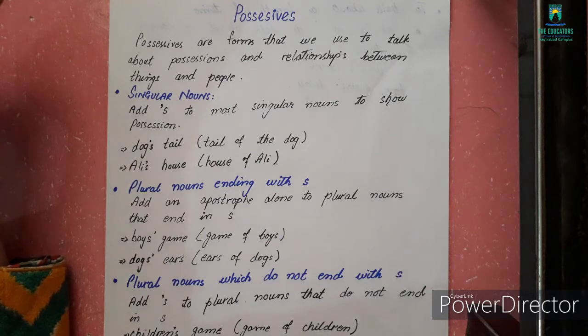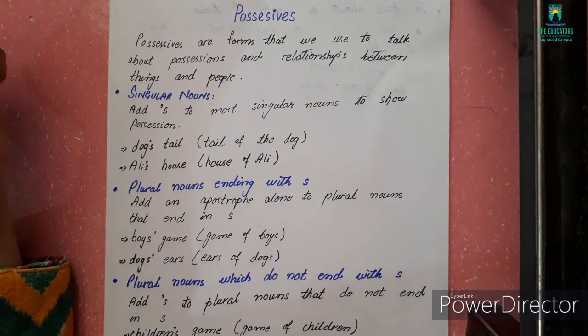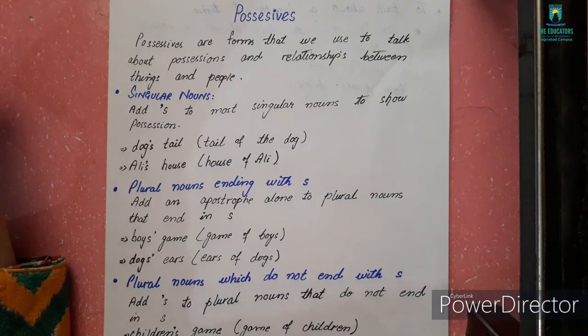Today we are going to do a grammar topic which is possessives. What are possessives? Possessives are forms that we use to talk about possessions and relationship between things and people.